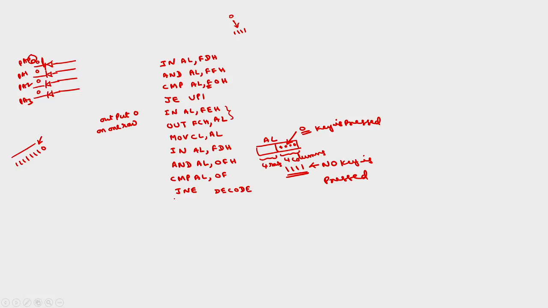So before going for the next key, because I have to send 0 here, the FE that was in CL, I will take again: move CL comma, rotate accumulator. PA0 becomes PA1, means to the left. Rotate left CL comma 01. So what will be present in CL? This FE, 1111 1110. You are rotating this. This will come here, this will come here, this will come here. So this goes to here. This FE becomes FDH. I am taking this into AL again, CL, unconditional jump to next row.